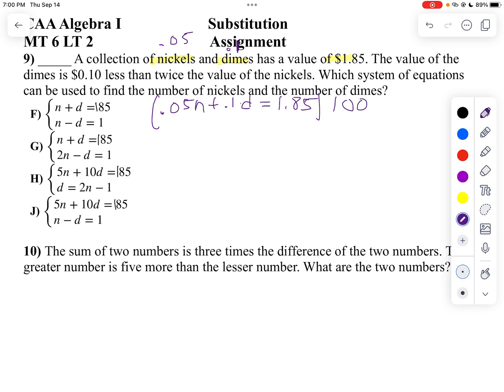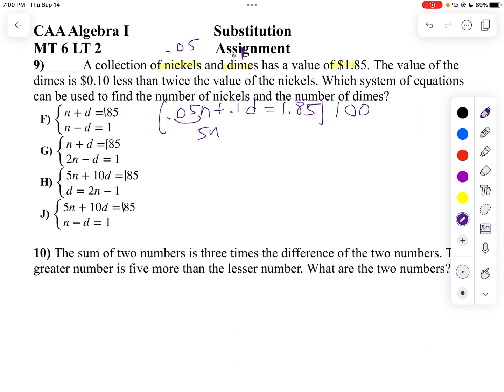Everything by 100. So I get 5n plus, move it over, so plus 10d equals 185. So I need the choice with 5n plus 10d is 185. Notice that's not f, so I'm going to throw out f. It's not g. It could be h or it could be j. So we got the first equation down. Now let's go back and look at their second equation.